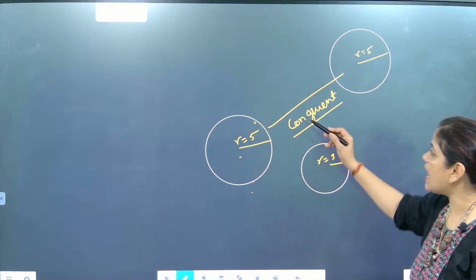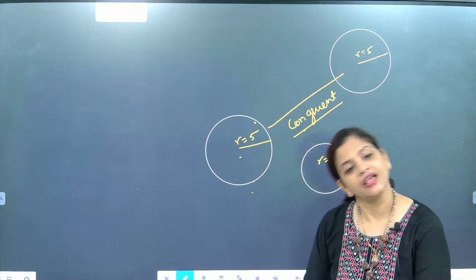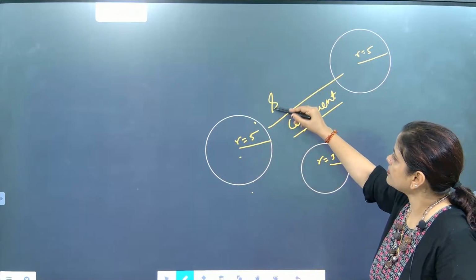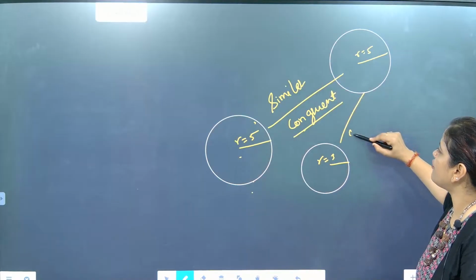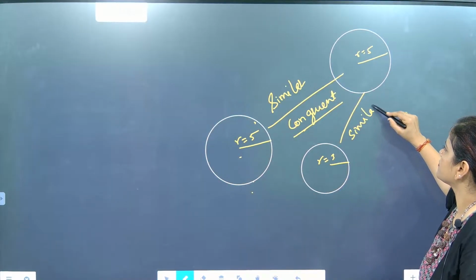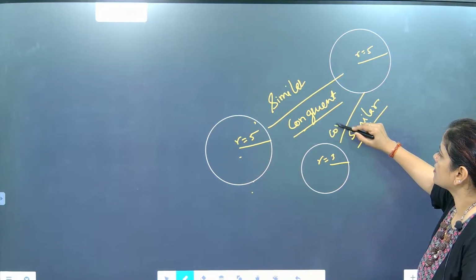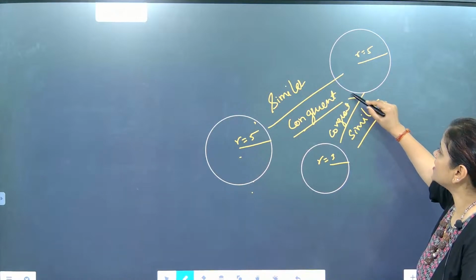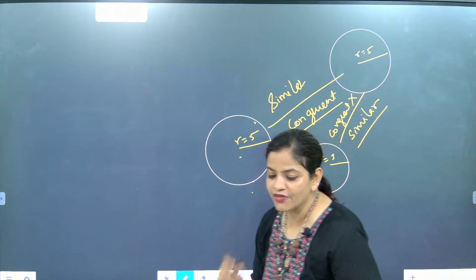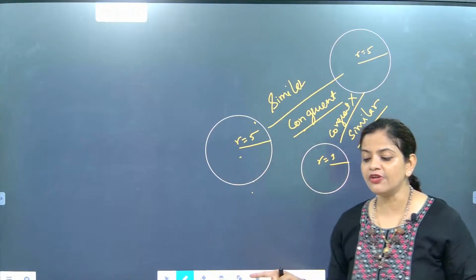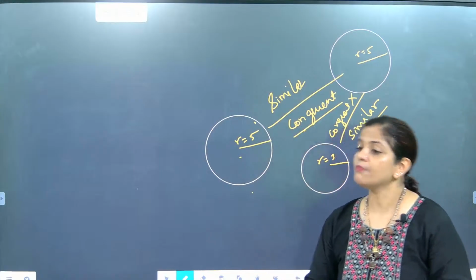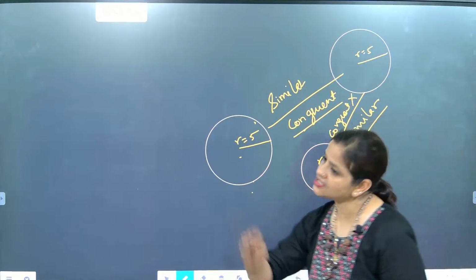Understood? But beta, are congruent figures similar? Yes. But are similar figures congruent? Answer is no. The similar figures are not congruent. Did you get this point, beta? The similar figures are not congruent, but the congruent figures are always similar.